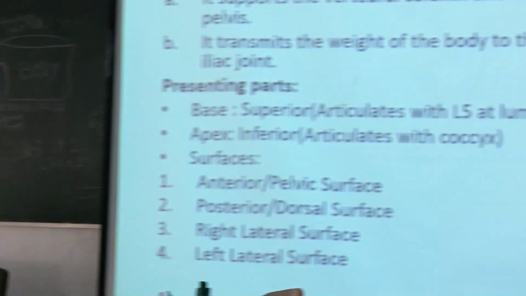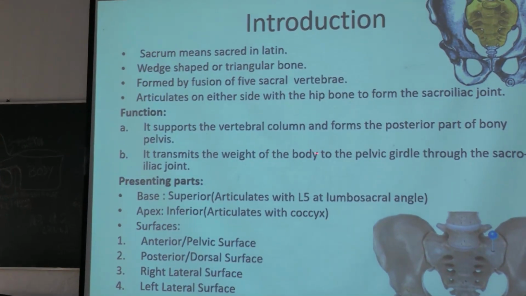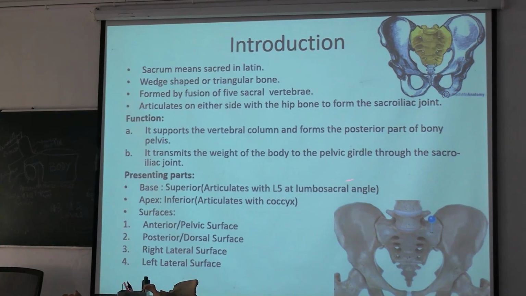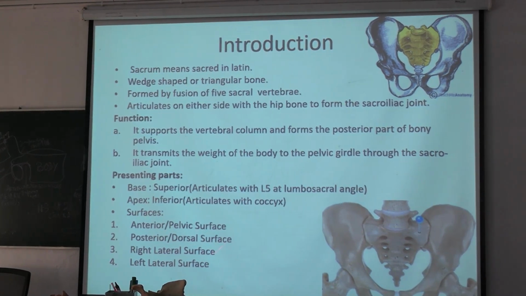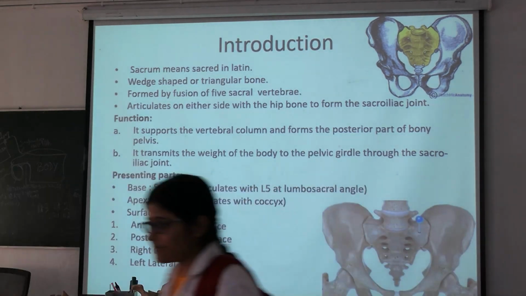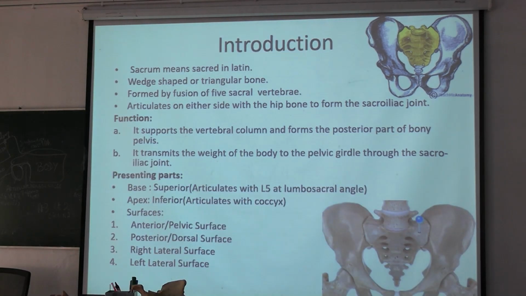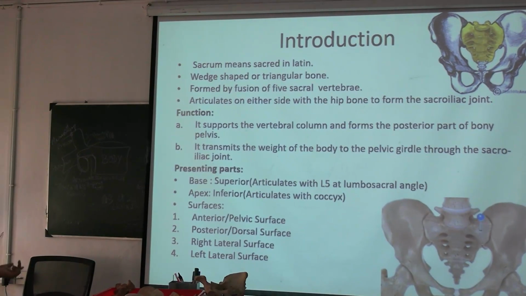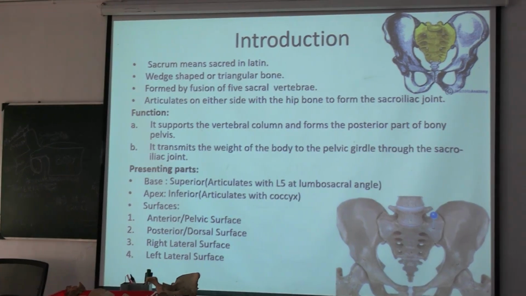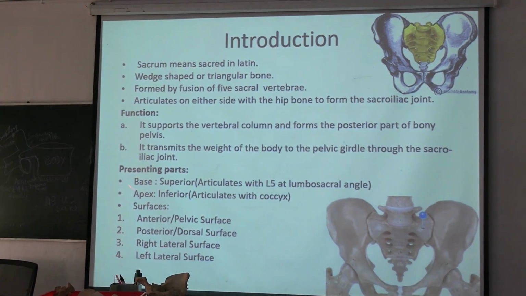And what is the function? It supports the vertebral column and forms the posterior part of the bony pelvis. It transmits the weight of the body to the pelvic girdle through the sacroiliac joint. What are the presenting parts? Okay, the sacrum is very commonly given in your viva table, axial skeleton viva, bone table. So these are the presenting parts.